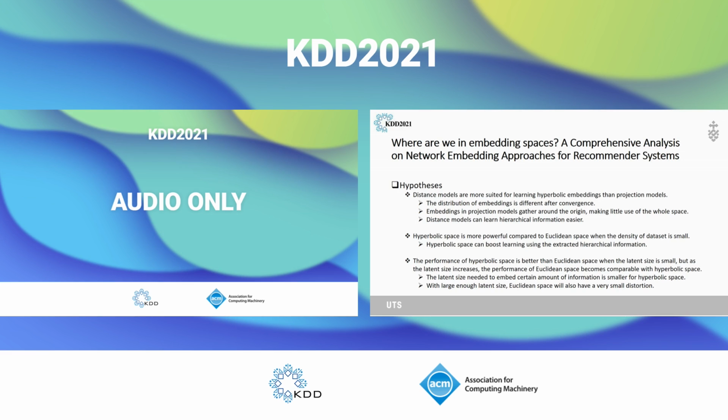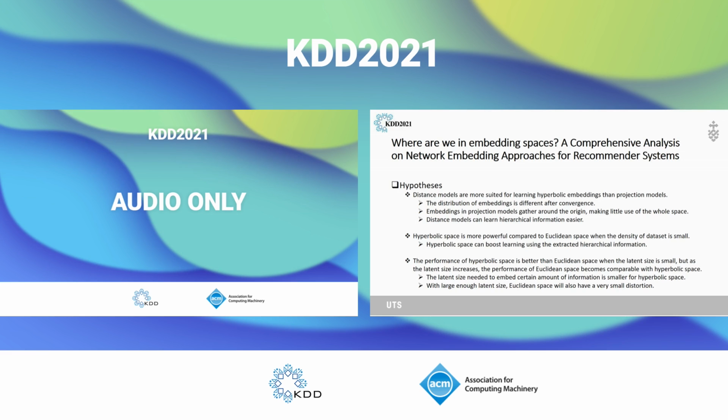The distribution of the embeddings in the two models is different after convergence. The embeddings in projection models usually gather around the origin, making it hard to make use of the outer part of the hyperbolic space where the capacity is the largest, thus reducing the expressiveness. Furthermore, distance models can easily capture the hierarchical information.